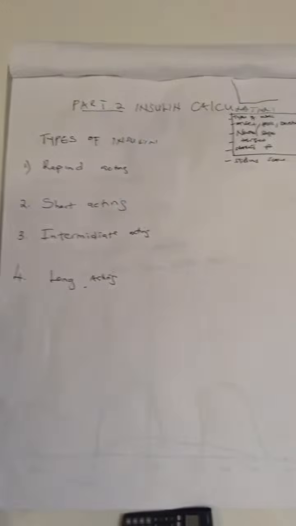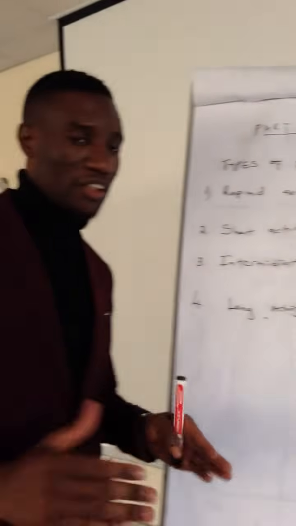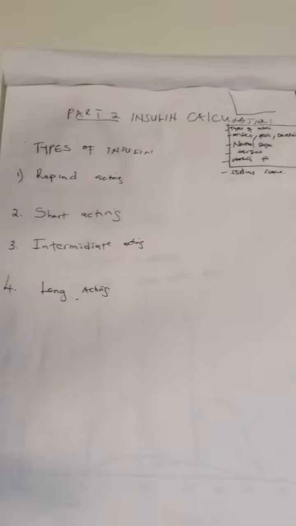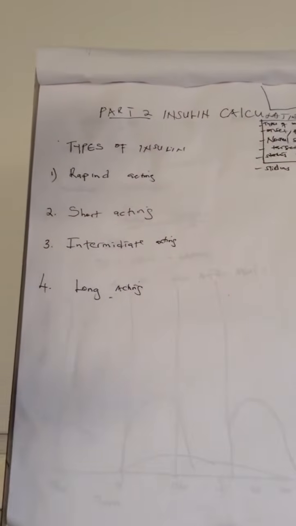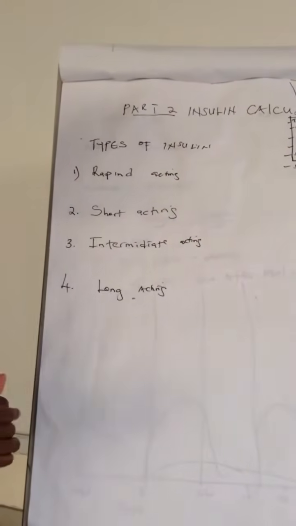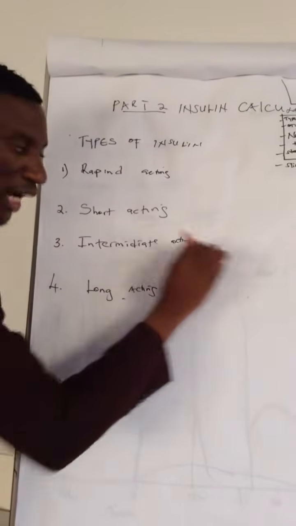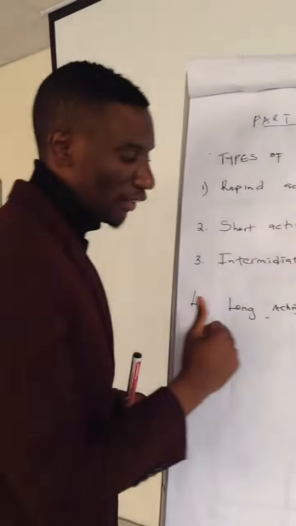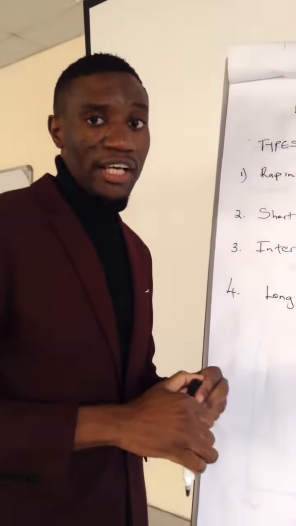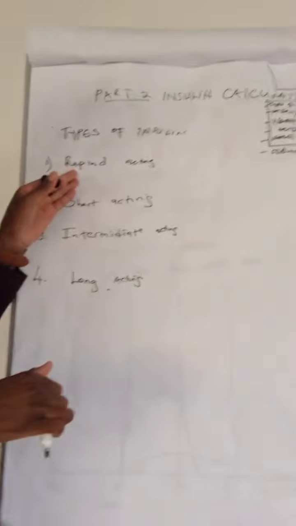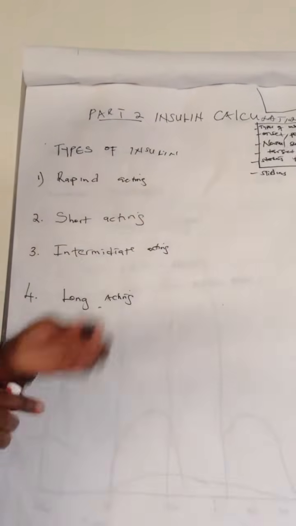So I'll start by telling you the different types of insulin that are there. Insulin is classified into four types. The first one we call the rapid acting insulin. The second one is called short acting insulin. The third one is intermediate acting insulin, and the last one is called the long acting insulin. So let's break them down. Let's give examples of each, and we'll talk about their onset of action, when they peak, and also the duration of action of these insulins that I just explained here.